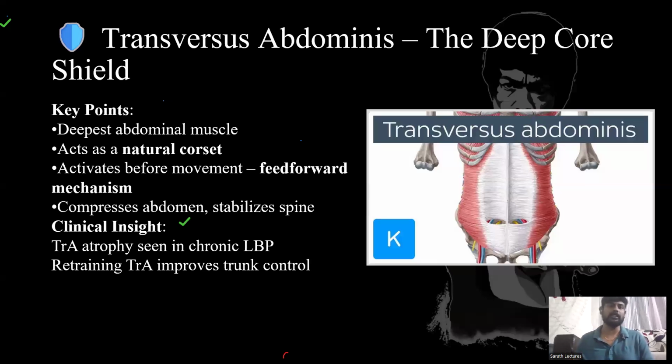Only that doubt you have till now. Usually in chronic lower back pain, as per the evidence, they have atrophy, a decrease in the size of the transversus abdominis muscle. They found this through research.